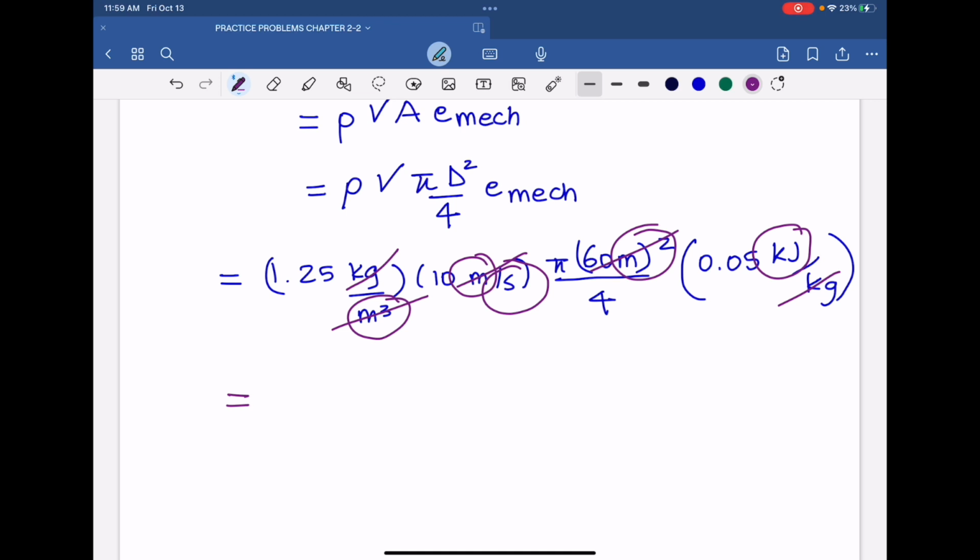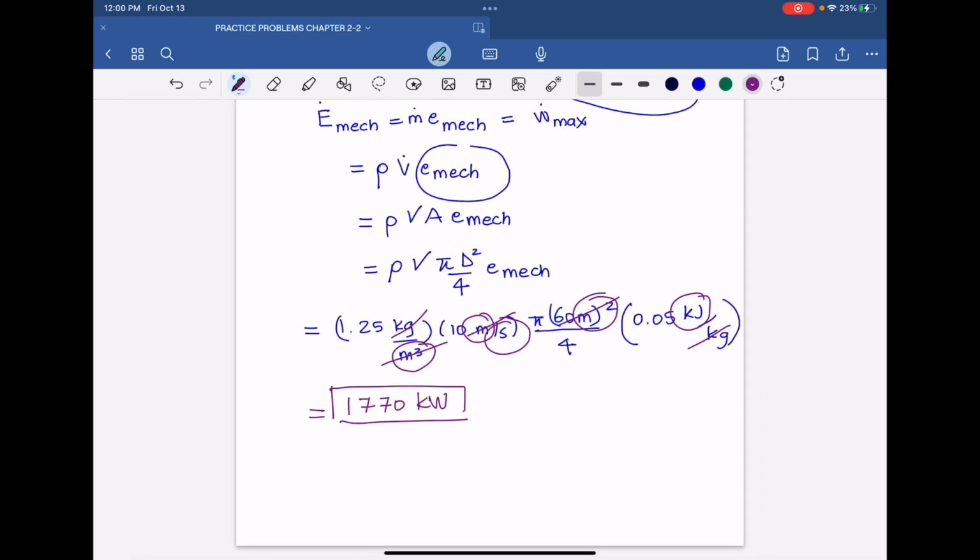So if you calculate this, you will find 1770 kilowatts. So this much power can be generated by this wind turbine.